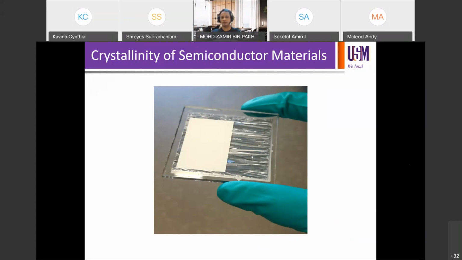So now you tell me, what is the crystallinity of the material? Is it amorphous or mono or multicrystalline or poly? Based on what we learned in the previous slides. So, what do you think?